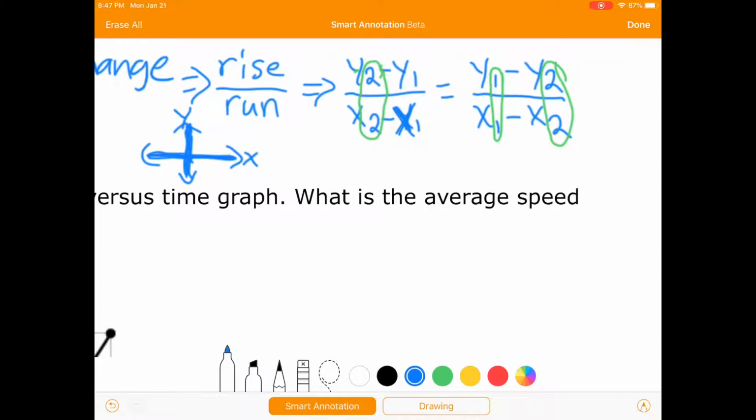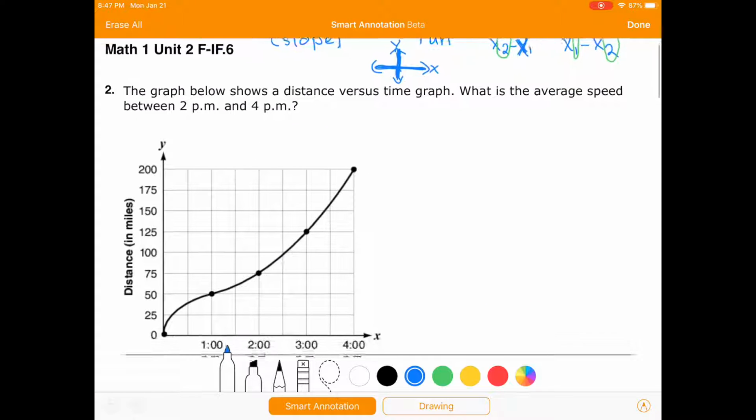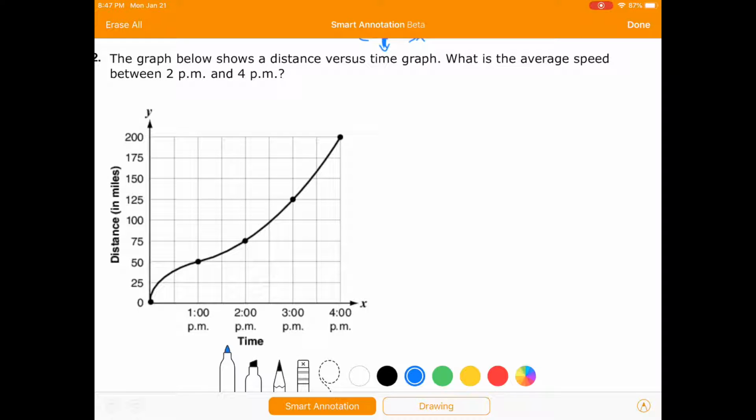So now, to begin on the actual questions. The graph below shows a distance versus time graph. What is the average speed between 2 p.m. and 4 p.m.? Well, first I want to figure out where my time is 2 p.m. So that's going to be right here. So I'm going to be looking at where my x value is 2 p.m. I also am going to be looking at where my x value is 4 p.m. So I'm going to be looking right here at this line.